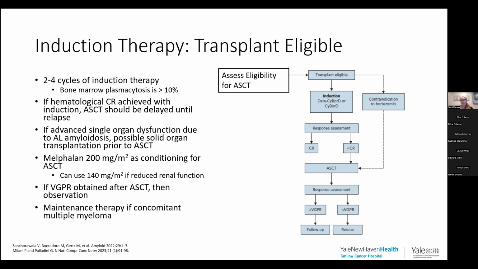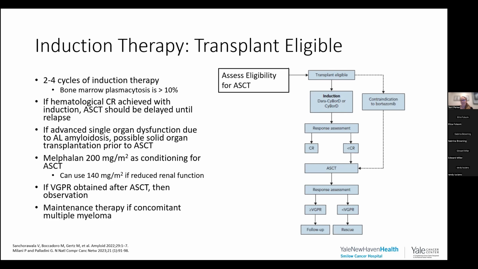If a patient has an advanced single organ dysfunction due to AL amyloidosis, it is possible to perform a solid organ transplantation, such as a heart or kidney transplant prior to autologous stem cell transplant. For those patients undergoing autologous stem cell transplant, melphalan, which is a type of chemotherapy, is used as our conditioning regimen. This can be dose reduced if an individual does have renal dysfunction.